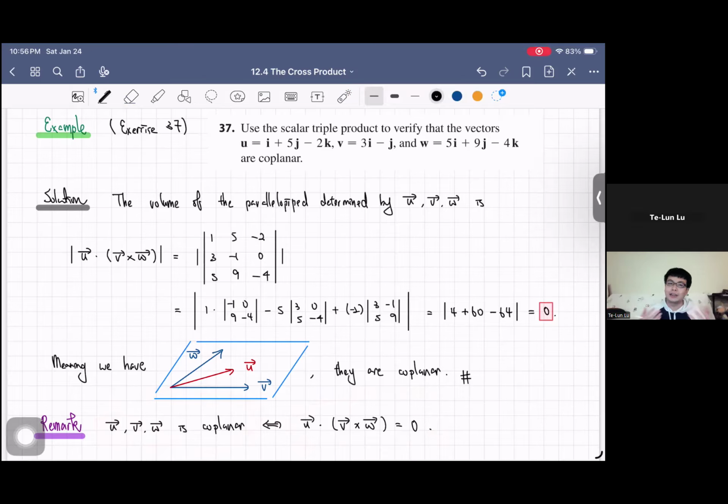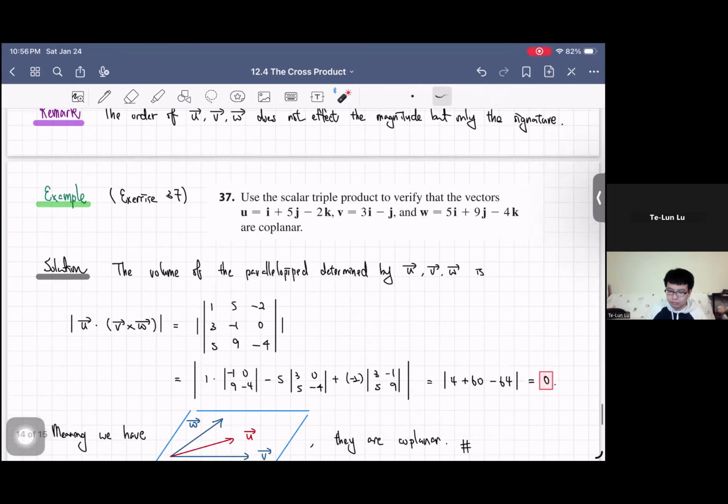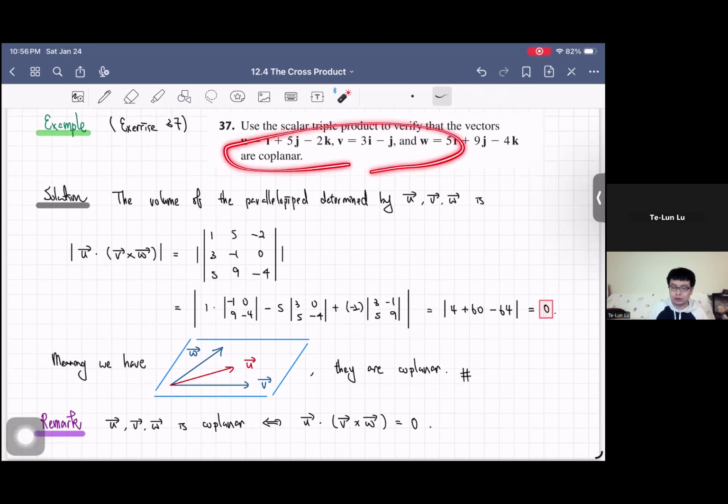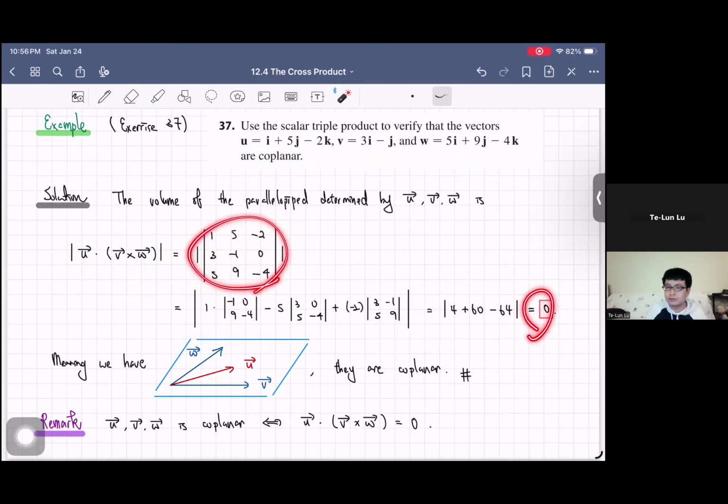Because you cannot actually get any volume in the parallelepiped, right? Supposedly, say in this case, U lies on this plane, and the only parallelepiped you span is some two-dimensional thingy, which does not have any volume. So to check whether three vectors are coplanar, you can just check whether their triple product is zero. As I do it here, if you take the triple product of U, V, and W, you get 1, 5 minus 2, 3 minus 1, 0, 5, 9 minus 4, and that gives you 0. So indeed, U, V, and W are coplanar.